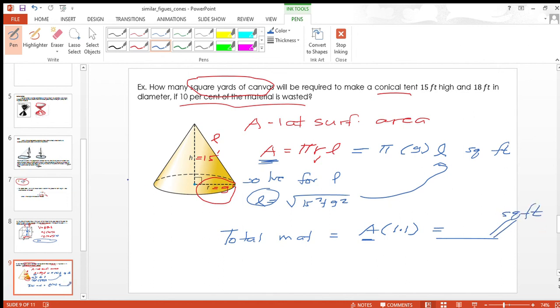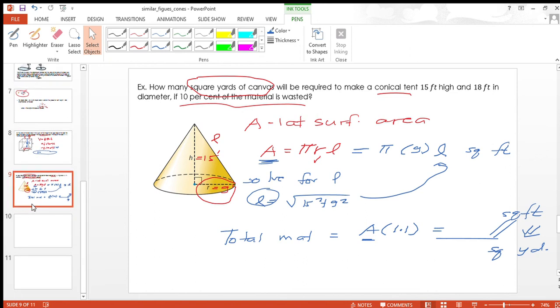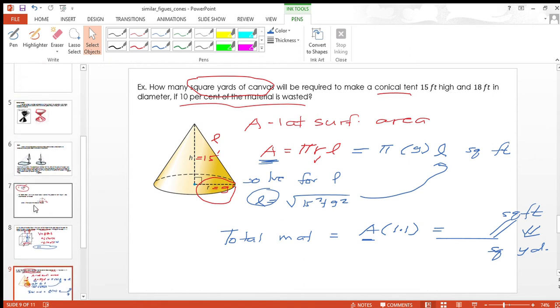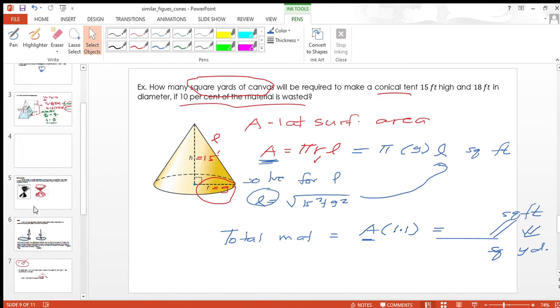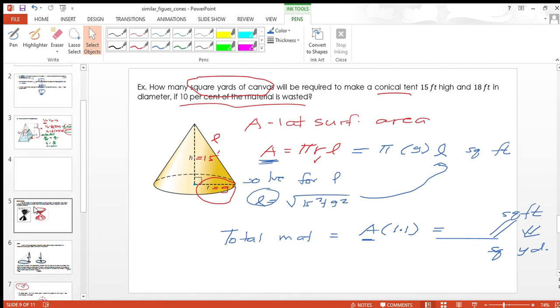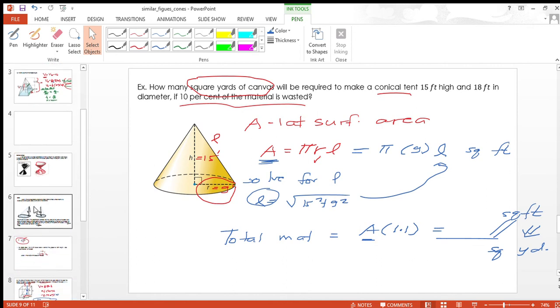But since the question is in how many square yards, then just convert your square feet to square yards. Just look at the conversion factor given in your module. Okay, so that's it for some examples for similar figures and for our codes.